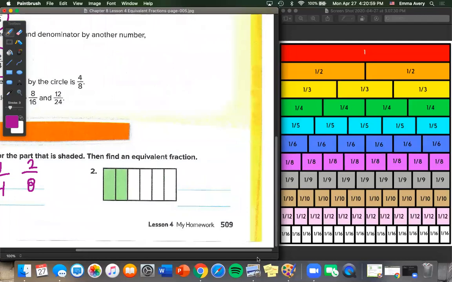So let's go on to number 2. So we have 1, 2, 3, 4, 5, 6 spaces. Then 2 are colored in, so our first fraction is 2/6. If we just divide this in half, we have double the number of pieces, so we have 12, and 4 are colored in. So 4/12 and 2/6 are equivalent fractions.